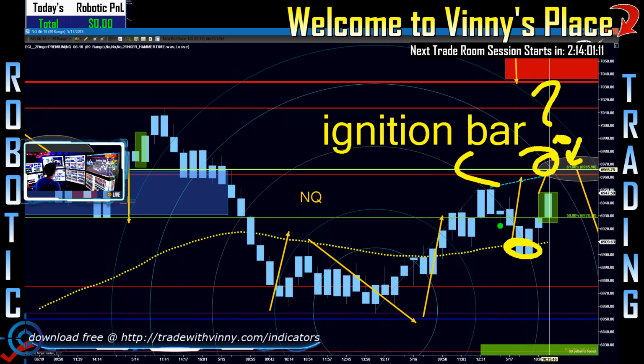Okay, the ignition bar is right here. And they're pretty easy to visualize. It is a bar that is solid. I call it a solid bar from top to bottom with not very much wick. With not very much wick at all. Okay, there is a little tiny wick. If you look in on that bar, there's a little tiny wick in there.